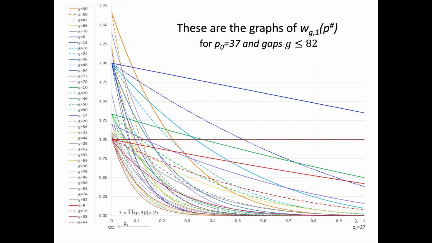So here, since we're working with the initial prime 37, that bound from observation 1, we can work up to twice the next prime. So we can get models for all the gaps up to 2 times 41, or 82. So all the gaps up to 82. And here's a picture then of all those models.